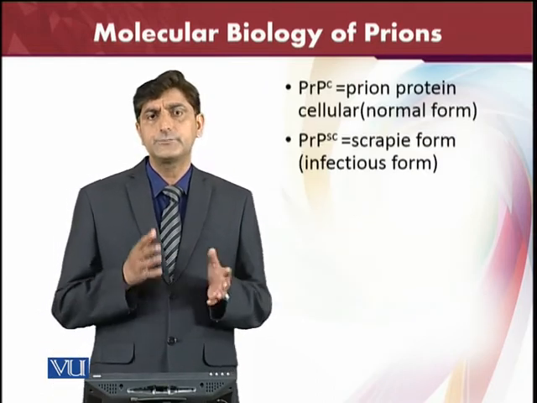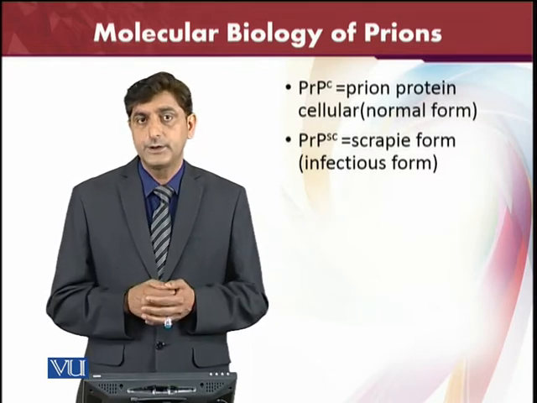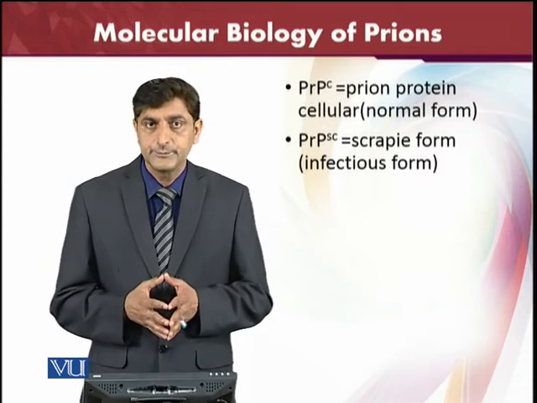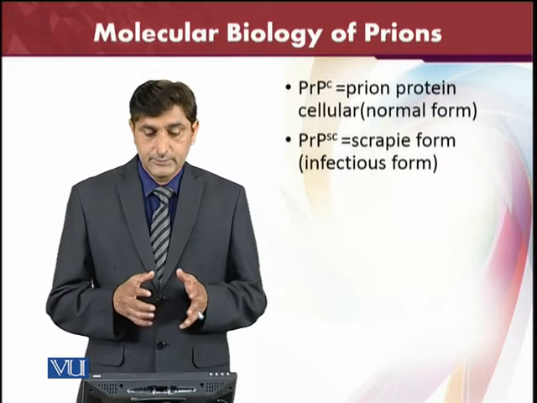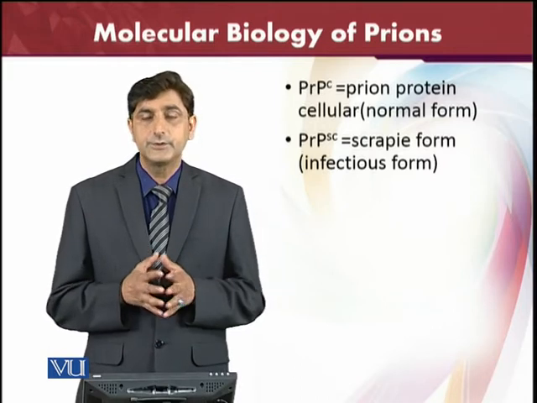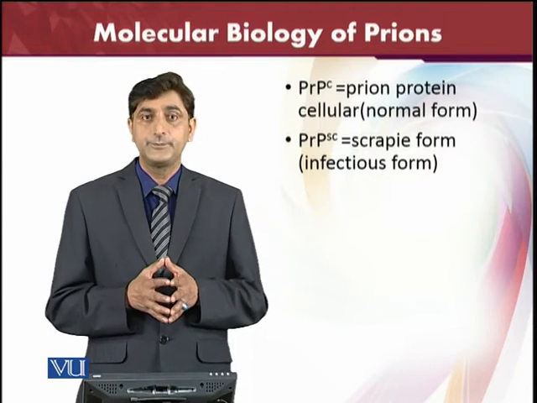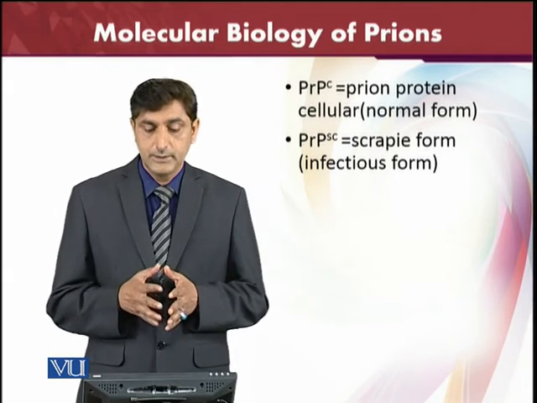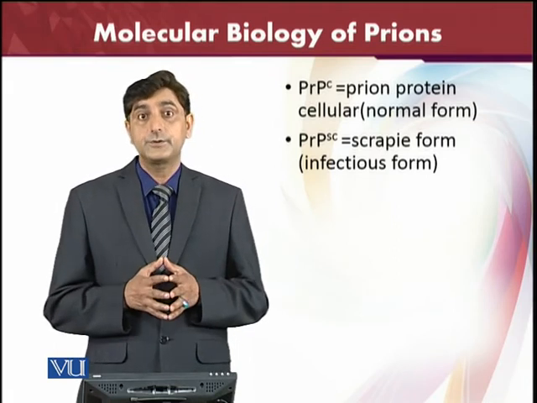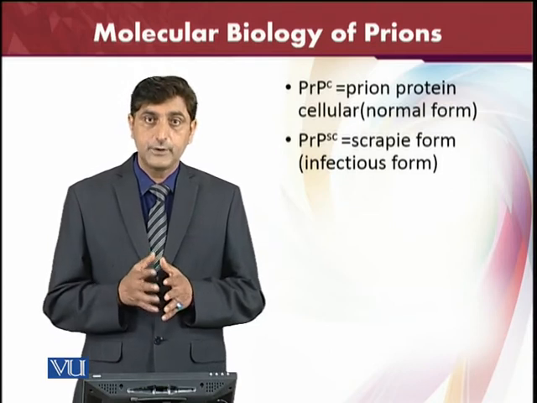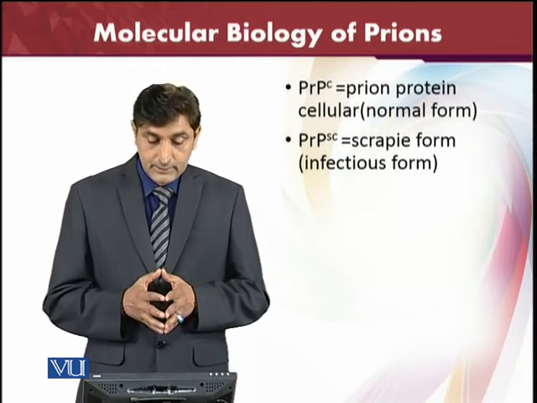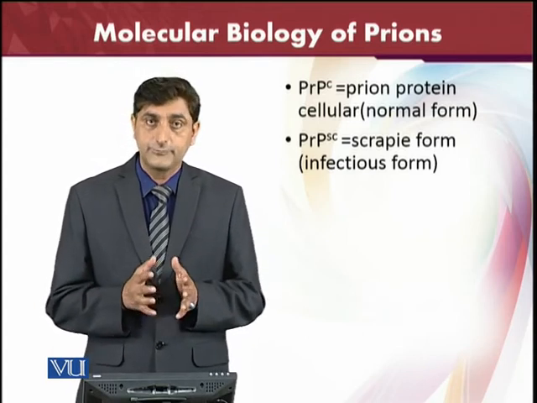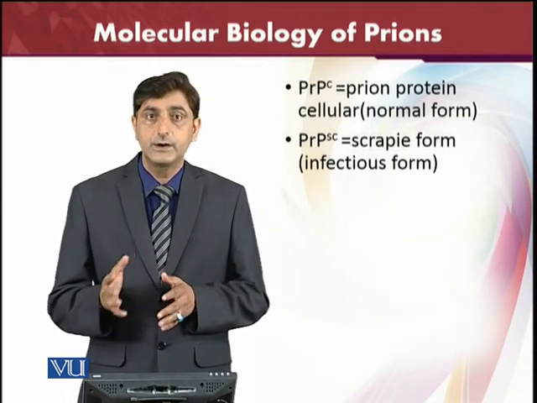There are two kinds of proteins, one is a normal protein and the other is the abnormal protein. PrPC is the cellular protein, so we denote it as PrP C. This is the prion protein in the cellular form, which is also the normal protein. This normal protein will be converted into the abnormal form, PrP SC. SC is denoted for the scrapie form. So it goes from the cellular form to the scrapie form, which is the infectious and abnormal isoform of that normal protein.